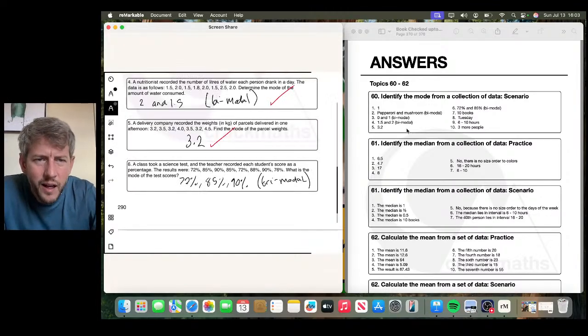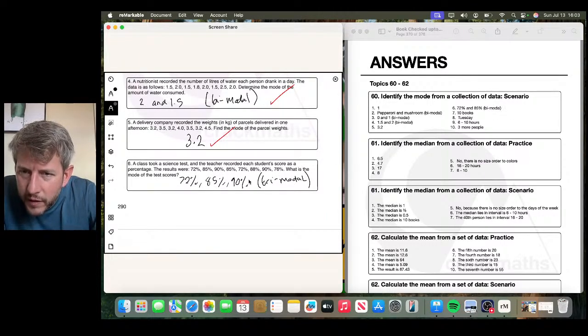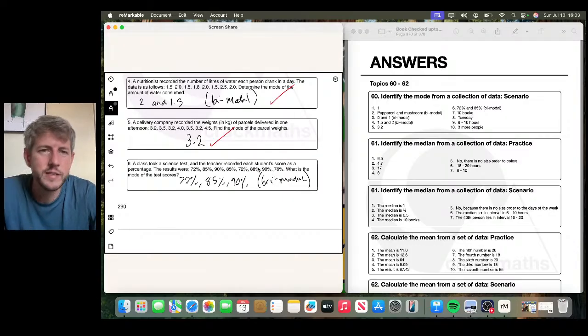And one second, they've just said it's bimodal again, 72 and 85%. But I've said that we've got 90% in there. 1, 2, 85s. 1, 2, 72s. Yeah, it's definitely two 90s. Right.